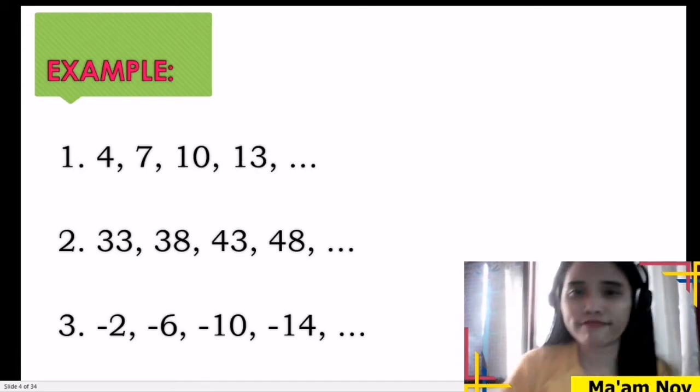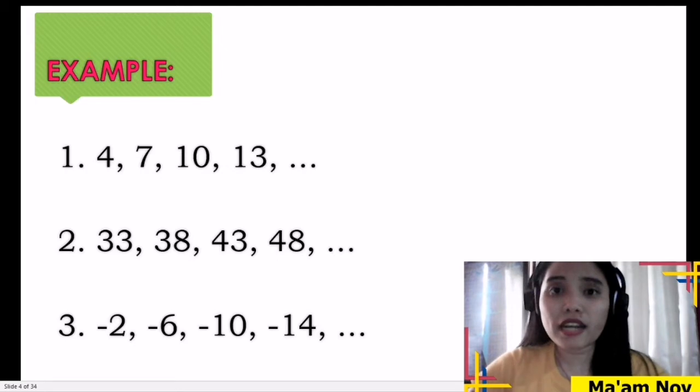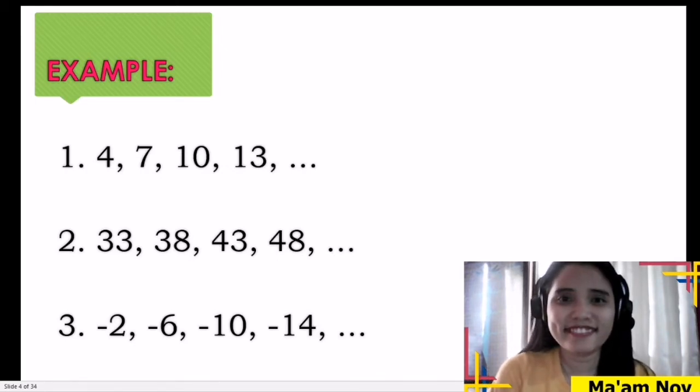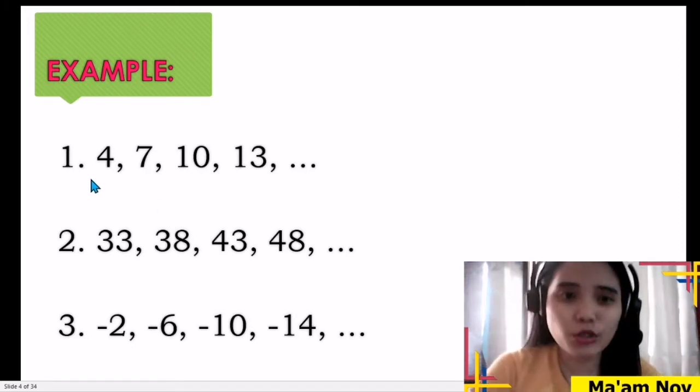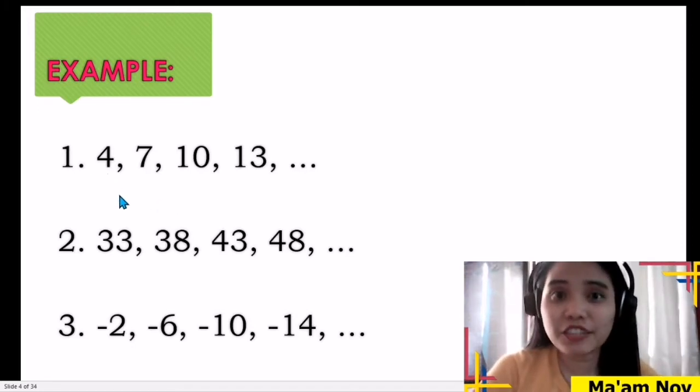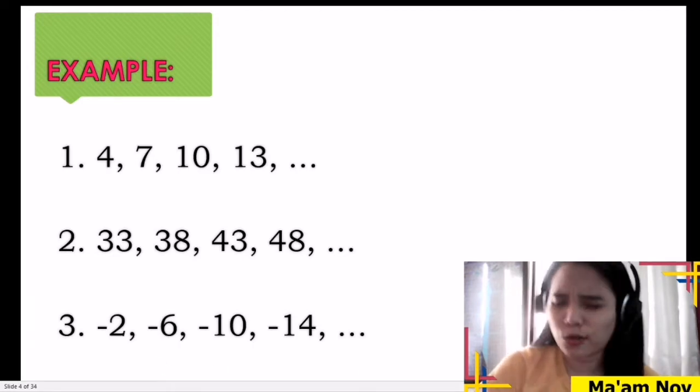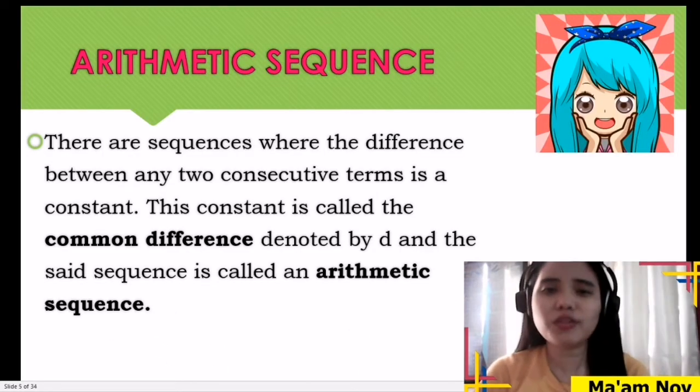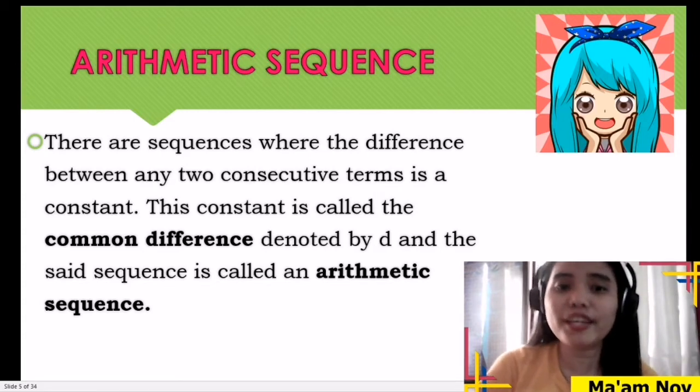Okay, let's recall. It is a sequence kapag may pattern. May nakikita ba kayong pattern? Okay, that's right. May pattern, di ba? So, dito, 4, in-add lang ng 3, naging 7. Naging 10, naging 13. So, ang pattern dito is 3. Dito naman is 5. Dito kaya, negative 4. So, there are sequences where the difference between any two consecutive terms is a constant.